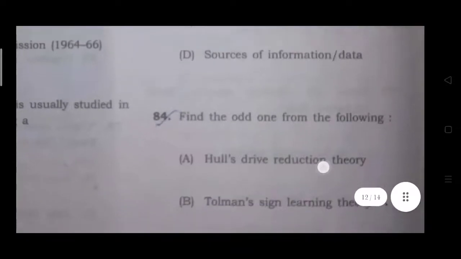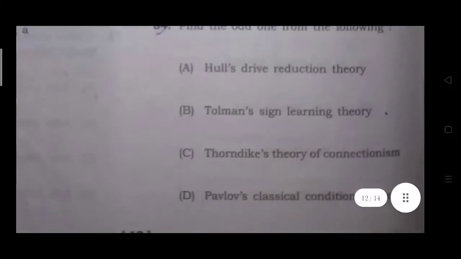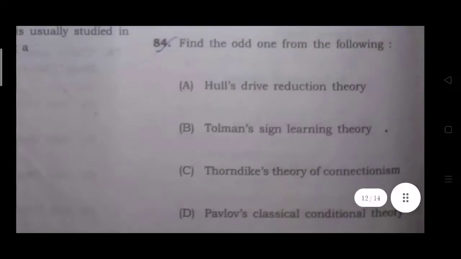Next, 84. Find the odd one from the following. Which one is the odd one? Here, all are given as correct answers. Hull's drive reduction theory, Tolman's sign learning theory, Thorndike's theory of connectionism, Pavlov's classical conditioning theory. But here, the correct answer is option B. Why? Because Tolman's is a cognitive learning theory, but options A, C, D, all these three are behaviorist theories. So here the odd one is option B, Tolman's sign learning theory.